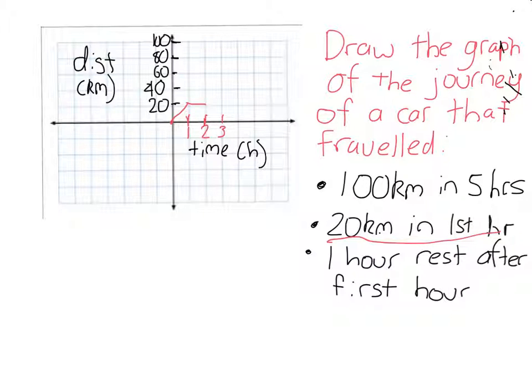Now the only other information I have is that I've ended up at 100 kilometres after 5 hours. So what I do is I go to 5 hours, which is here, I go to 100 kilometres, which is here, put a nice dot, and then join up the line. Easy as that. I now have a line that's represented the journey. I don't put arrows on the end of this because it isn't a line that goes on forever. So the graph to your left is a representation of the journey to the right.